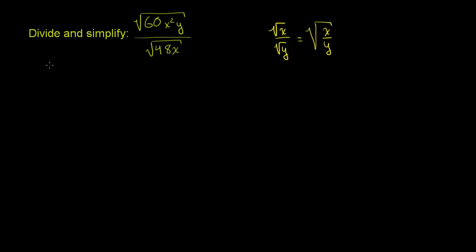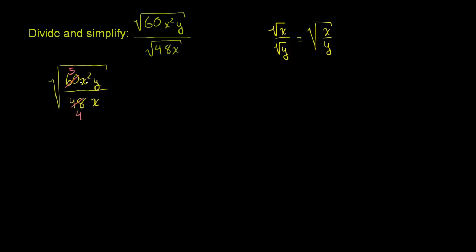This expression over here is going to be the same thing as the principal root. It's hard to write a radical sign that big. The principal root of 60x squared y over 48x. And then we can first look at the coefficients of each of these expressions, and try to simplify that. Both the numerator and the denominator are divisible by 12. 60 divided by 12 is 5. 48 divided by 12 is 4.